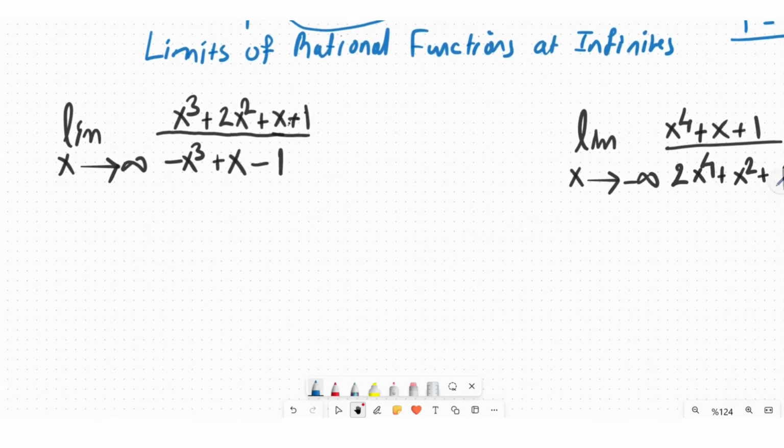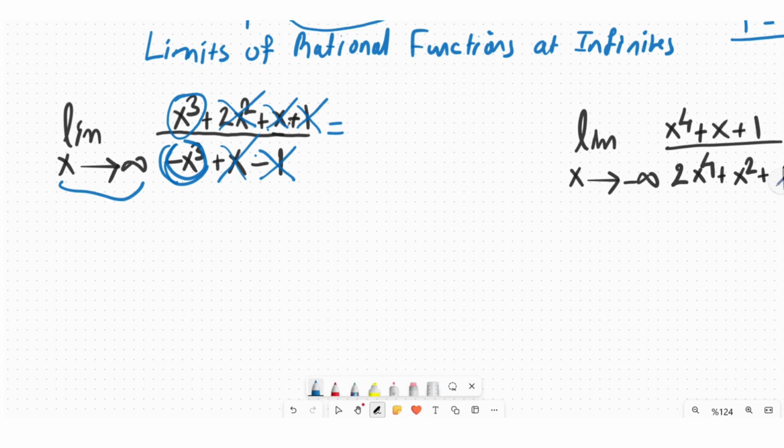Okay, consider limits of rational functions at infinity. As x goes to infinity, our function is a rational function given by the quotient of two polynomial functions. Consider the degree of the top, it is 3, and the degree of the bottom, it is 3. Now focus on the top. As x goes to infinity, x cubed will be dominating, so we may ignore these terms. Similarly, we may ignore these terms at the bottom, because minus x cubed, the leading term, will be dominating as x goes to infinity.